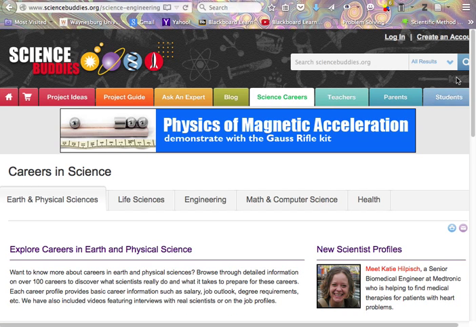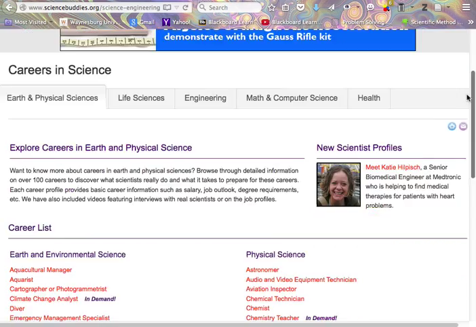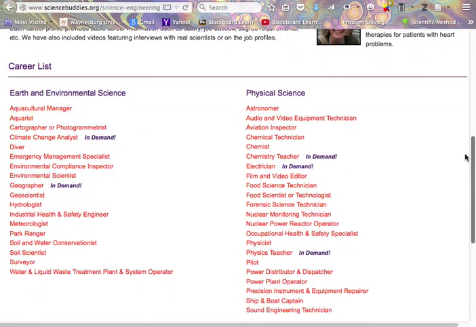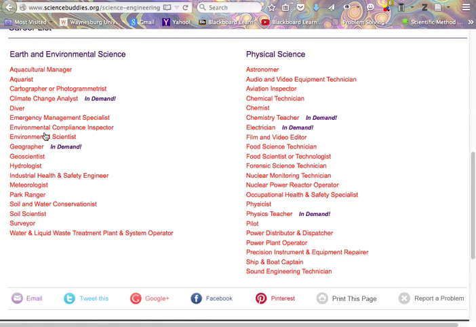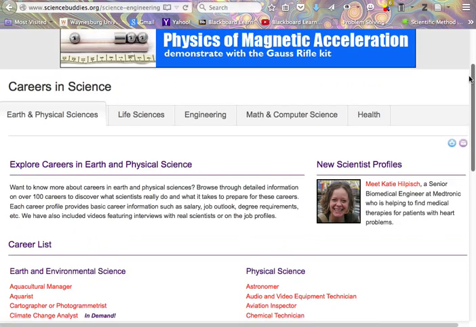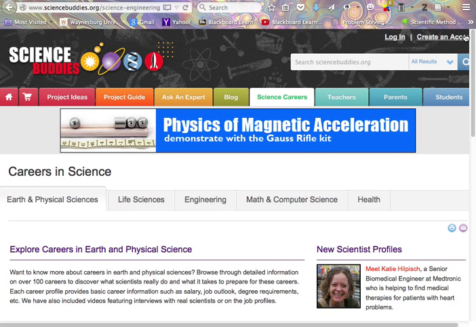They have explanations of different science careers. So they highlight various scientists, and you can even search through this and find a type of science that you're more interested in to see what that scientist says about their career.